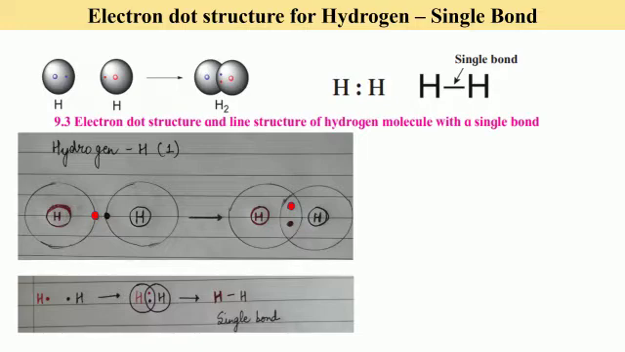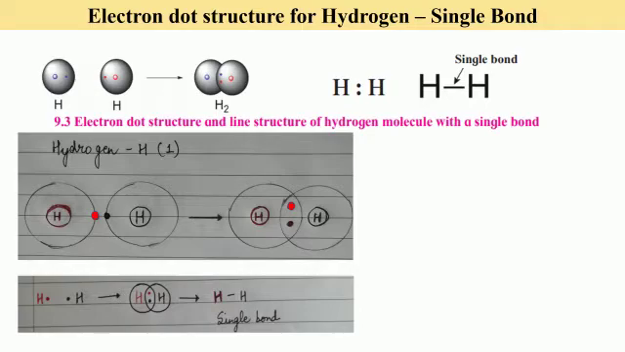This covalent bond can be a single bond, double bond, or a triple bond, depending upon the number of electrons that are being shared between two atoms. If only one pair of electrons is shared between two atoms, it is called a single bond. By one pair, we mean two.